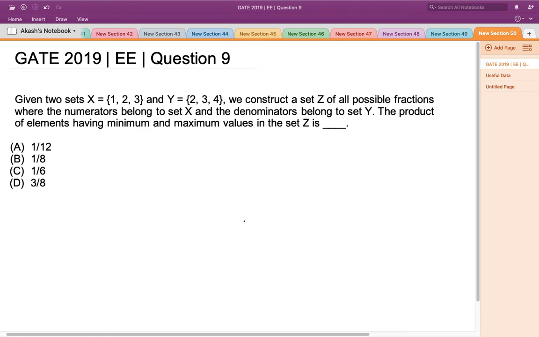So we have been given two sets and we have to construct a set z of all possible fractions where the numerator value of the fraction is taken from the set x and the denominator value of that fraction is taken from the set y. So in order to solve this question, let's have a look at the useful information.